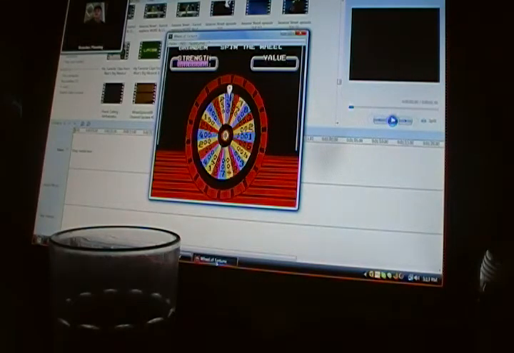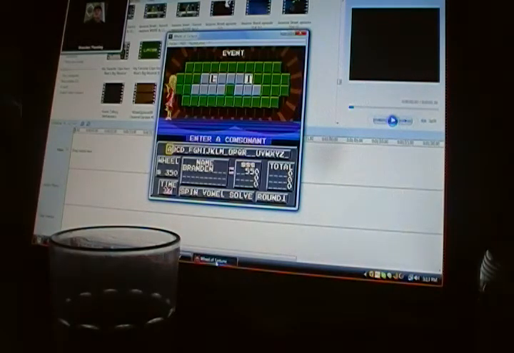Gotta avoid the bankrupt, and it's 350. Oh. R? Yes. Three R's! You got more money! Spin, buy a vowel, or solve. Spin. Whoops.